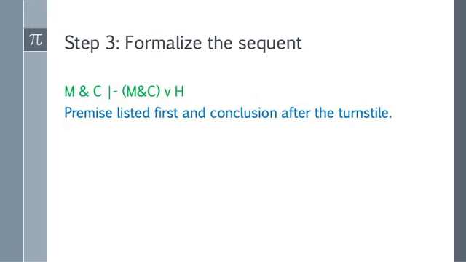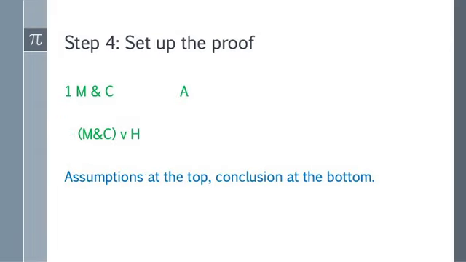So now from the argument that you decoded from English into symbols, you put it into sequent form. Put the premises first. In this case, there's just one, so just list that first, and then put the conclusion after the turnstile. Step 4, set up the proof. So in this case, we only have one assumption. Remember, once you take it from the sequent and you put it into the proof, you start calling it an assumption. We have one assumption that was given to us, and then we have the conclusion that we need.